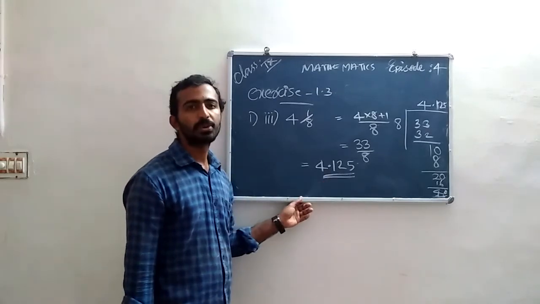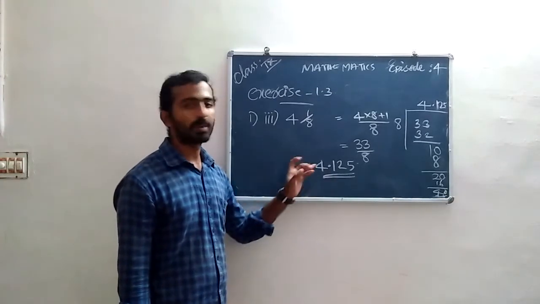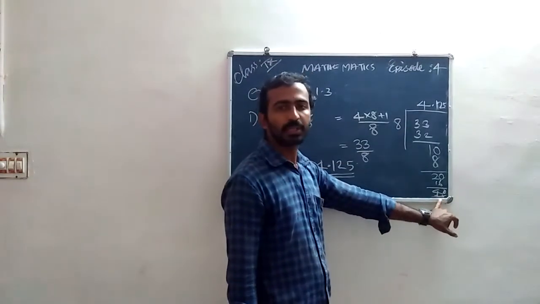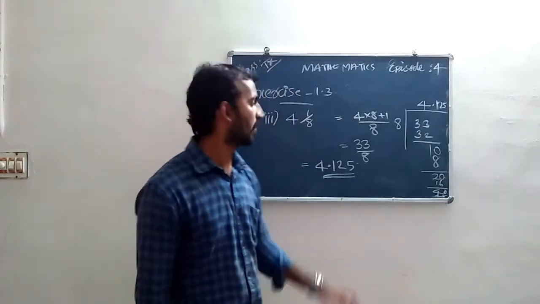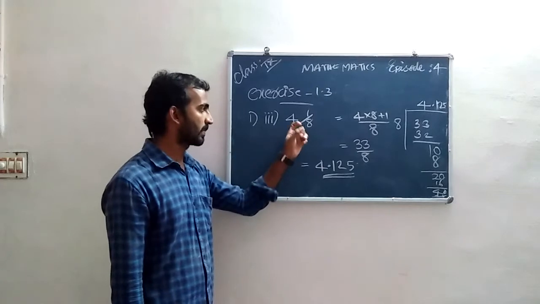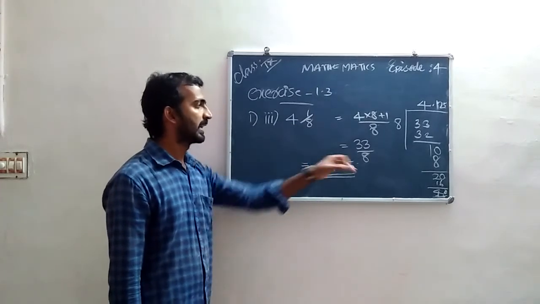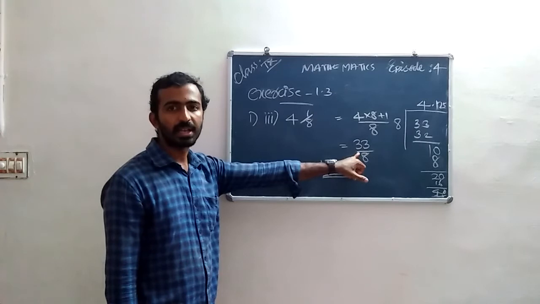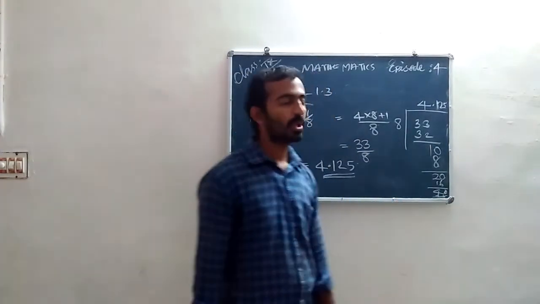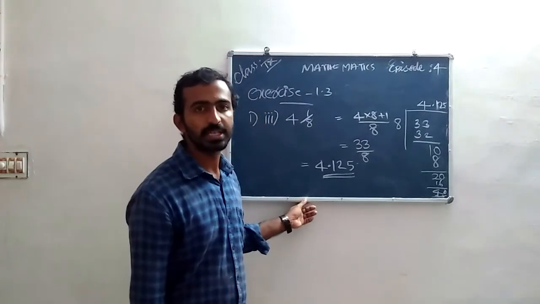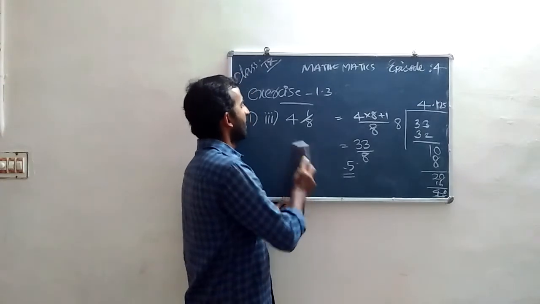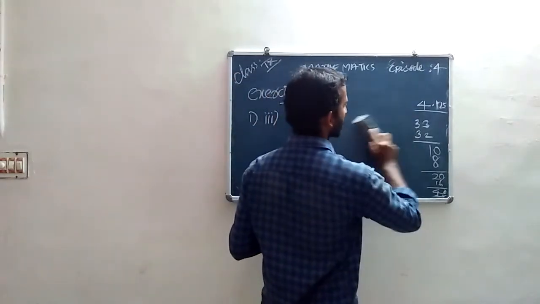Is 33 by 8 terminating or non-terminating? Here, after a few steps, we got the remainder as 0. So this is terminating. After a few steps we get the remainder as 0, that is, 33 by 8 is a terminating number. Okay. Next, we are going to our fourth question.